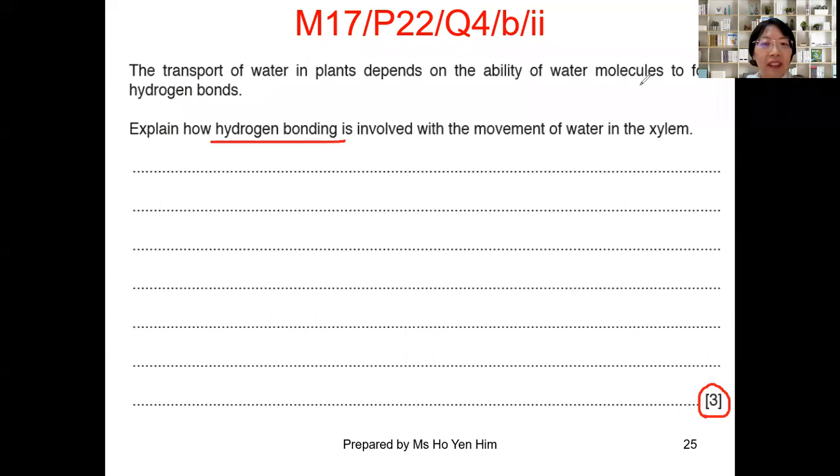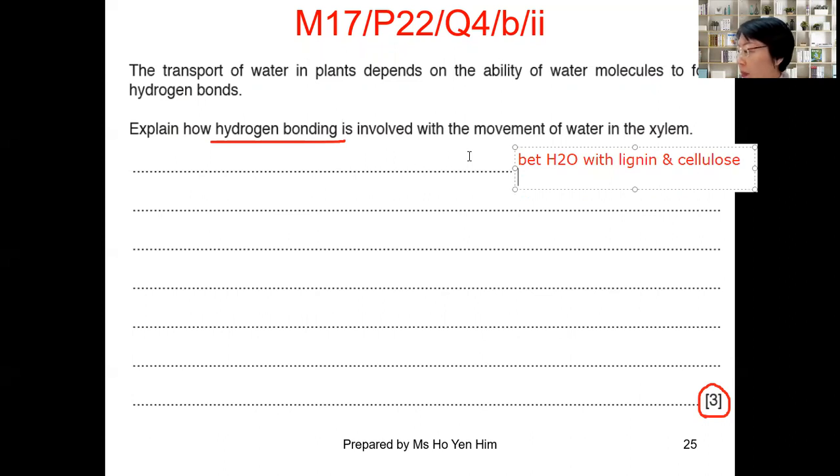Water molecules will form hydrogen bonding with the lignin and cellulose to climb up the xylem. So there is a hydrogen bond between water molecules and the lignin and cellulose. Very good. Which part of lignin and which part of cellulose? This one I open to another person, okay? So more people can collect points. Thank you so much, Gan Yuhan.